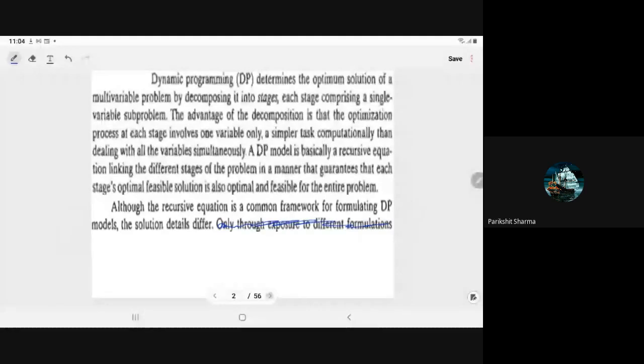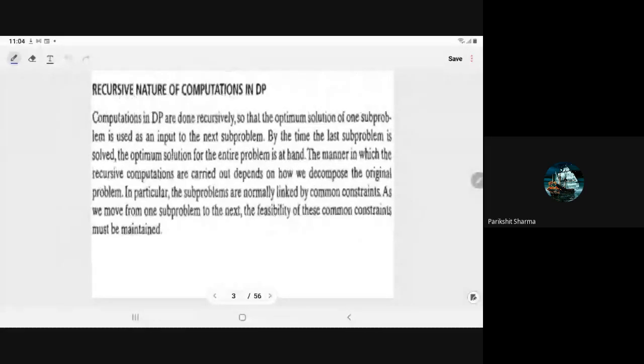Then, the recursive nature of computation in dynamic programming. As I told you, we solve all the stages one by one, either from the first stage or from the last stage. So here we have two types of recursive method: forward recursive and backward recursive.